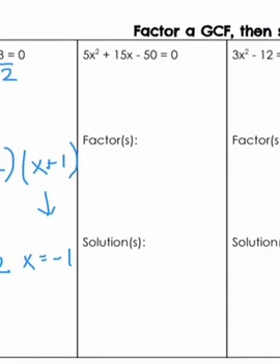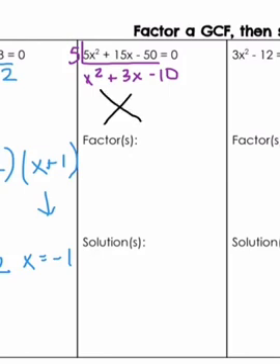Okay, the next one, we're going to look for that GCF. So we're going to divide all three terms by 5. So we get x squared plus 3x, and -50 divided by 5 is -10. We can set up our big X and try to determine what two numbers multiply to -10 and add to be 3. 5 and 2.